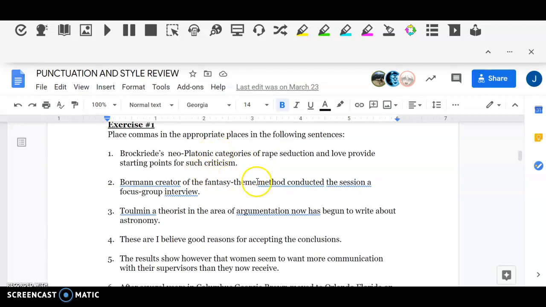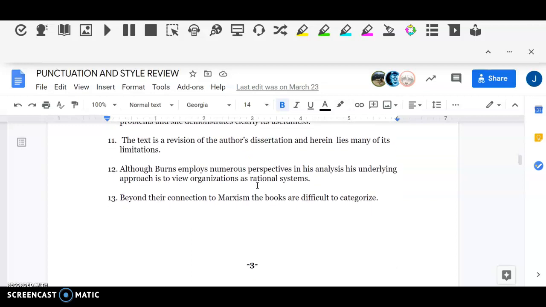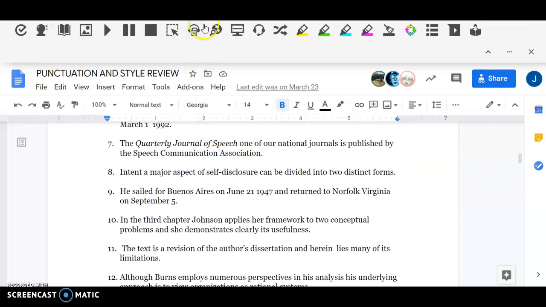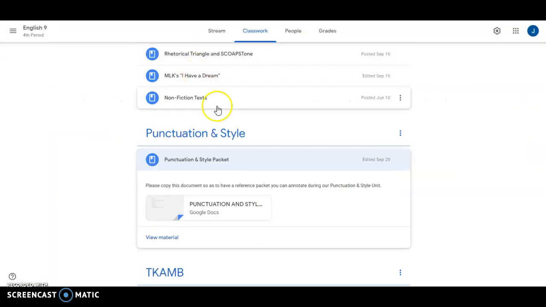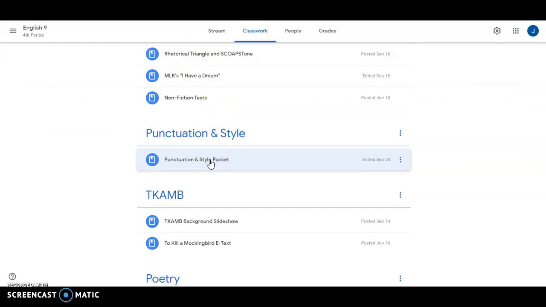And then we, as a class, talked through these first 13 examples, trying to figure out where the commas belong in those first 13 examples. We'll get to other portions of the packet in the coming days.